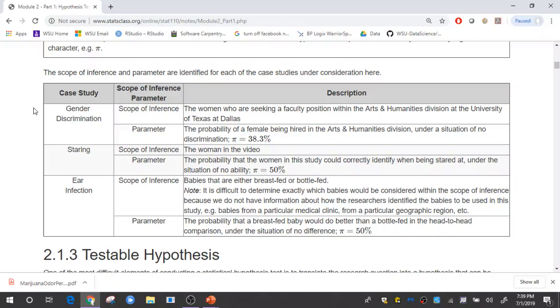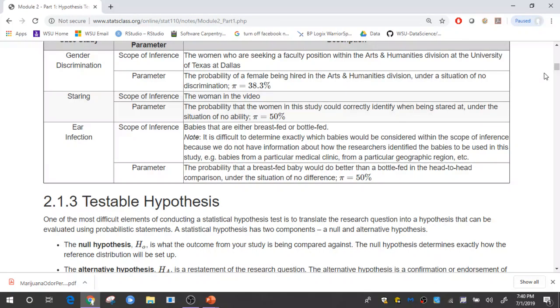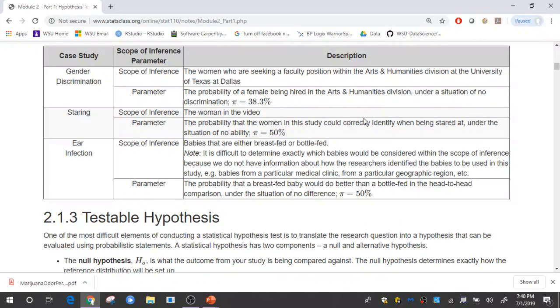So let's identify the scope of inference and parameter for each of the case studies considered. So the scope of inference for the gender discrimination. That would be the women who were seeking a faculty position within the Arts and Humanities Division at the University of Texas at Dallas. So that's whom we wish to make decisions about in our investigation. The parameter for the gender discrimination case study is just the probability of a female being hired in that division under a situation of no discrimination. The parameter value for the gender discrimination example was 38.3%.